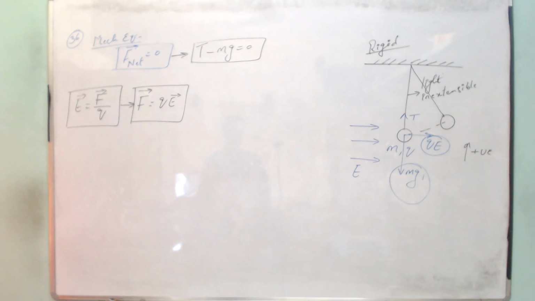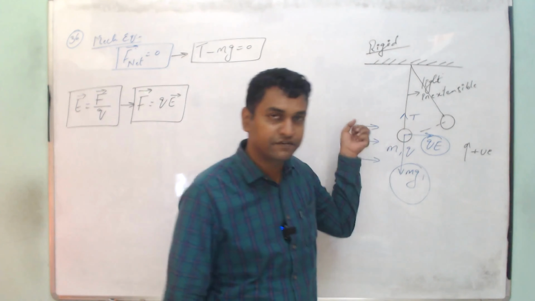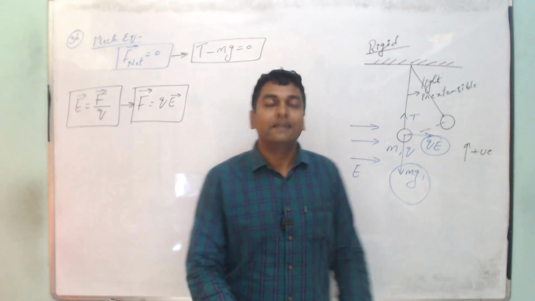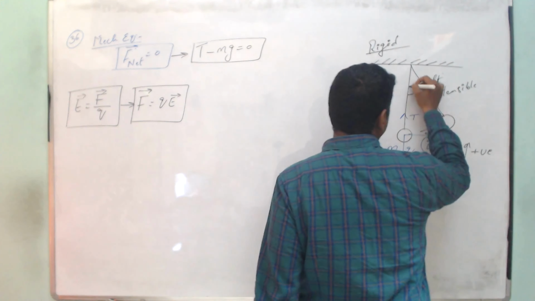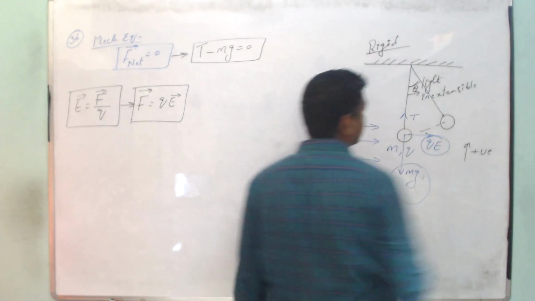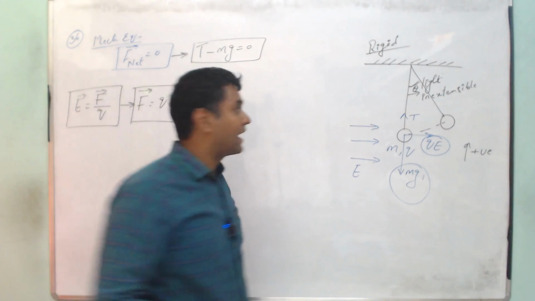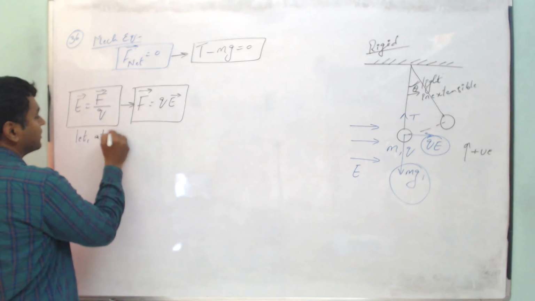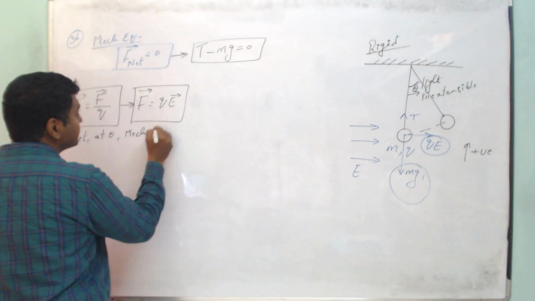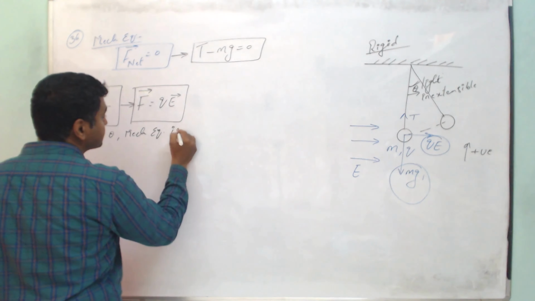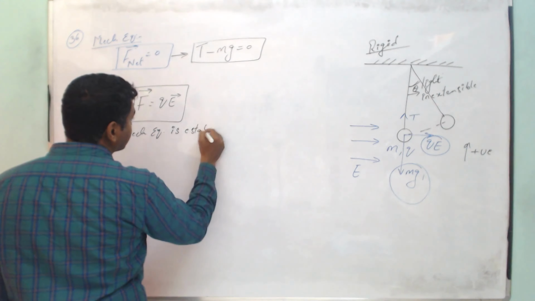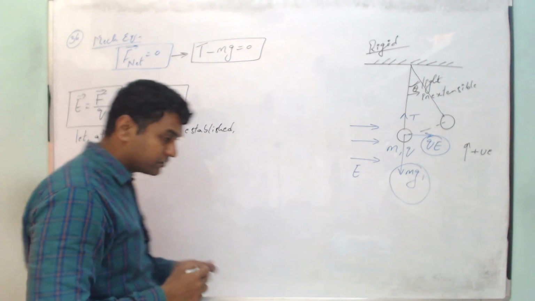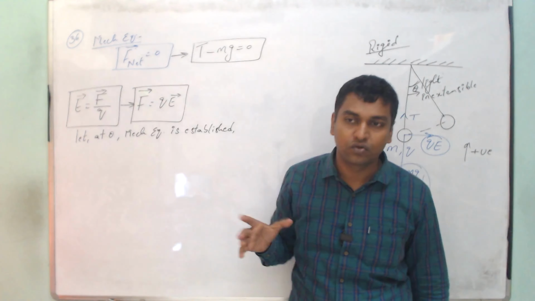Yeah, the ball will shift like this and reach somewhere over here. Correct? Let this angle be theta. And let at theta mechanical equilibrium be established. Now what is mechanical equilibrium? Mechanical equilibrium is nothing but net force is zero.